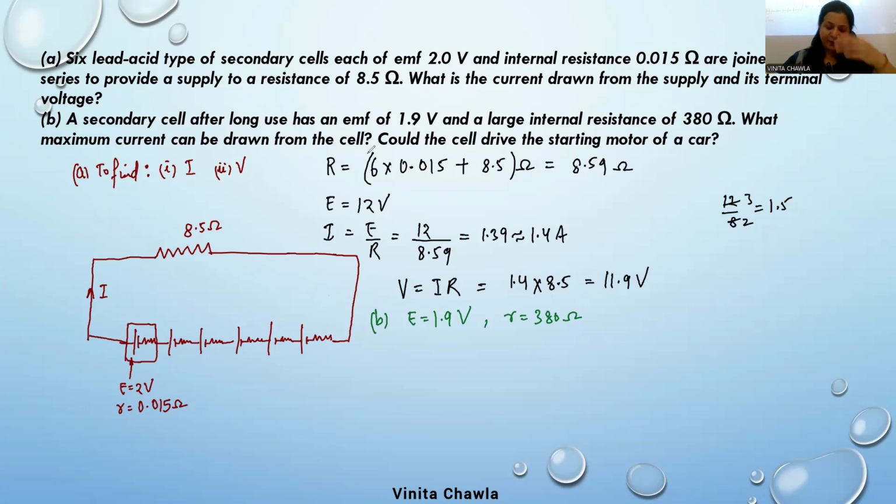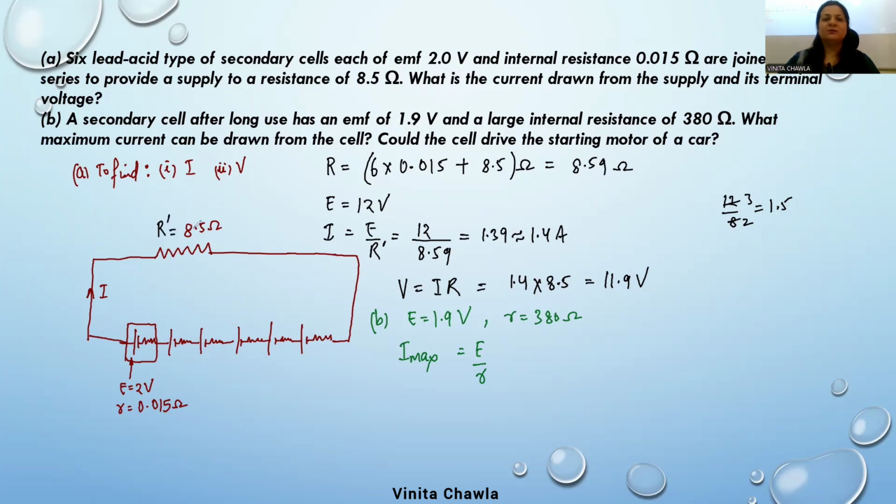How do we find maximum current? For maximum current, we write EMF divided by internal resistance. Yes, this is how we find maximum current. Here, this R, one minute, we should not write like this. We should write this as R dash, because this is not the net resistance. This is the load resistance.